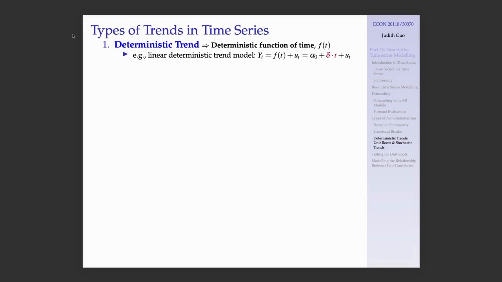One is a deterministic one. A deterministic trend is essentially a deterministic function of time. For example, if you have a linear deterministic trend, then this linear deterministic function of time, f(t), is just equal to alpha naught plus delta times t. The trend is deterministic in the sense that the value at each point in time is perfectly known.